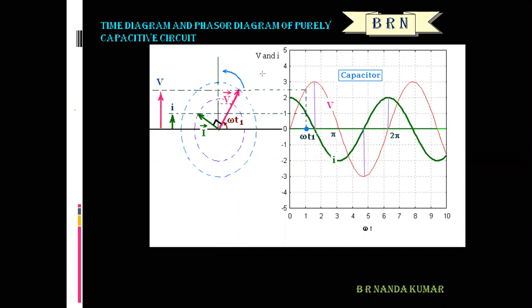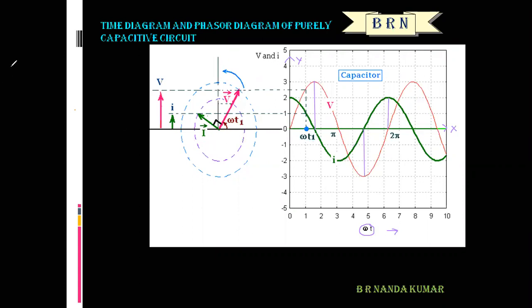Here current and voltage are taken along the y-axis, and omega t is taken along the x-axis. What is omega t? That means angular displacement, which is taken along the x-axis. Current and voltage are taken along the y-axis.